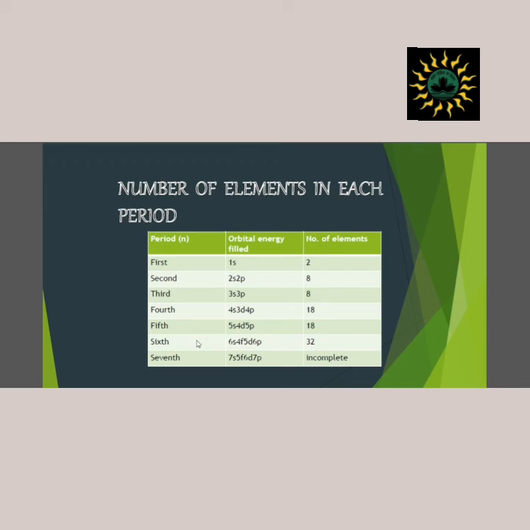Similarly, in the seventh period, 7s2 5f14 6d10 7p6. So the total number of electrons should be 32. But it is incomplete, why? Because all the elements have not been discovered right now. 118 elements have been discovered till now. So that's why it is incomplete. But if the maximum elements were present, the actual number would be 32. After that, a new period will be there. If there are new elements, then there should be a new period. But a maximum of 120 elements can be present up to period 7, not more than that.